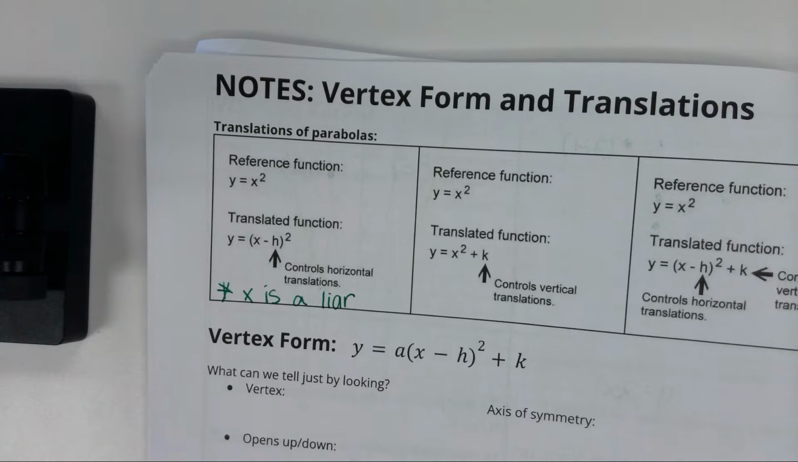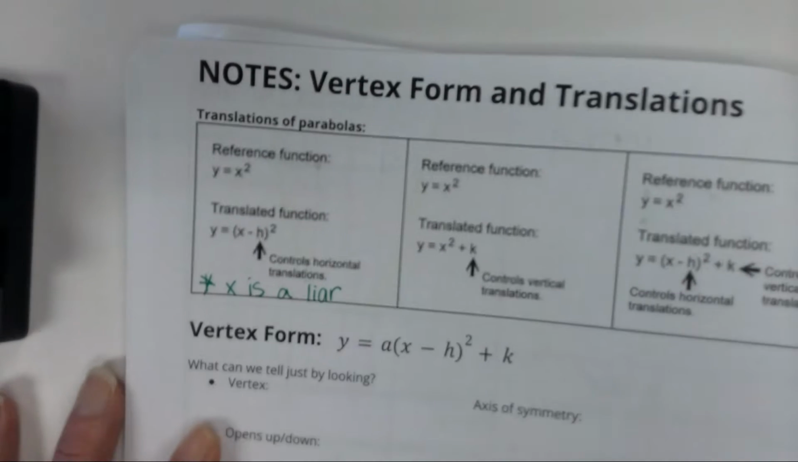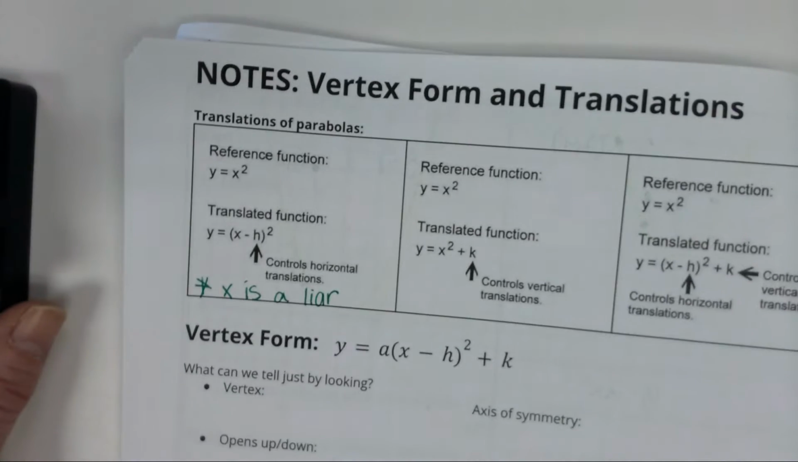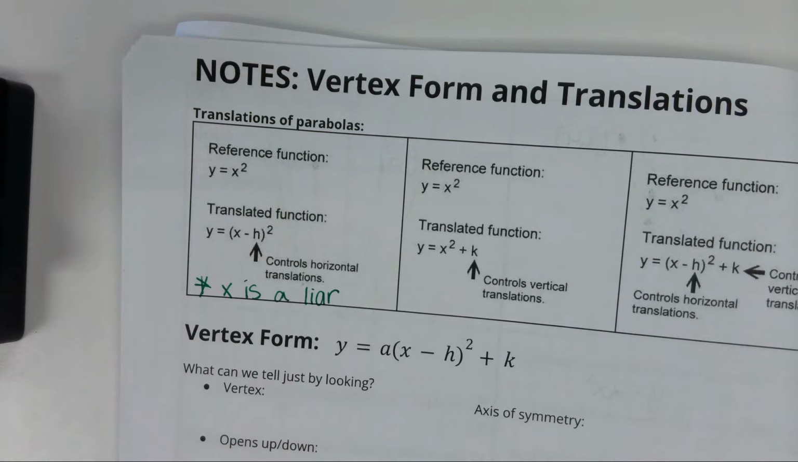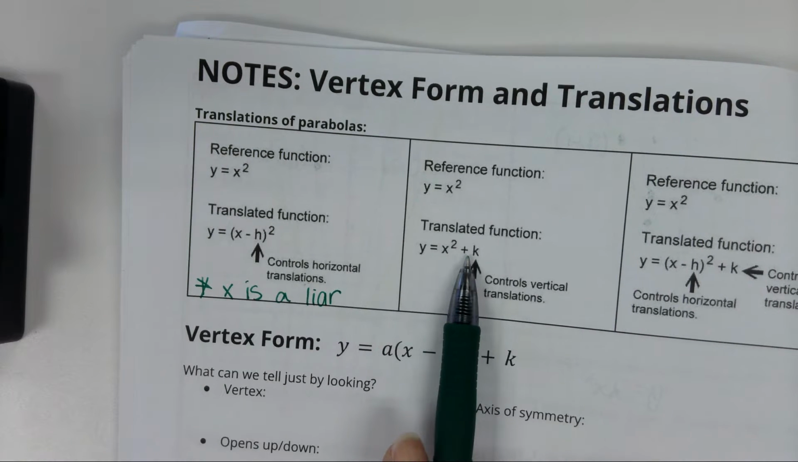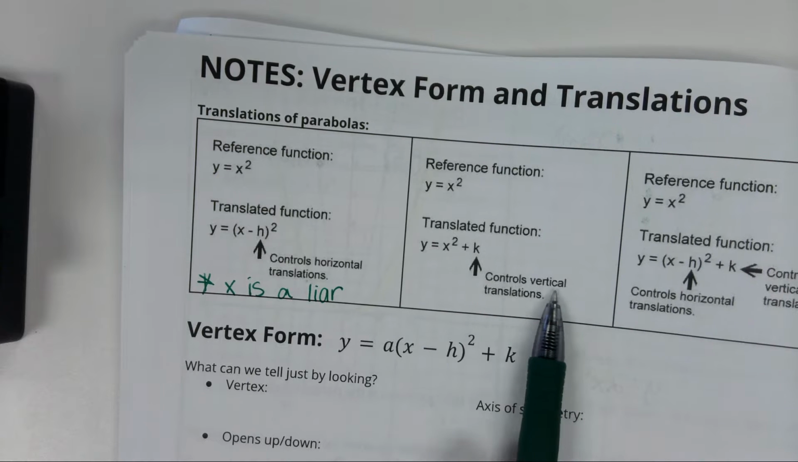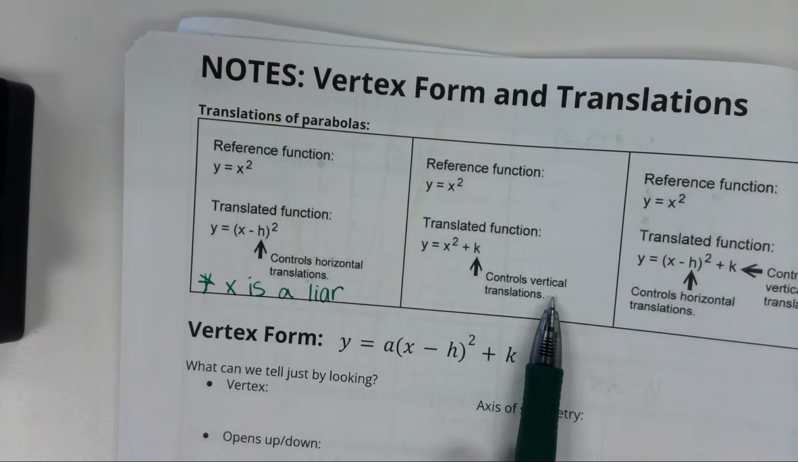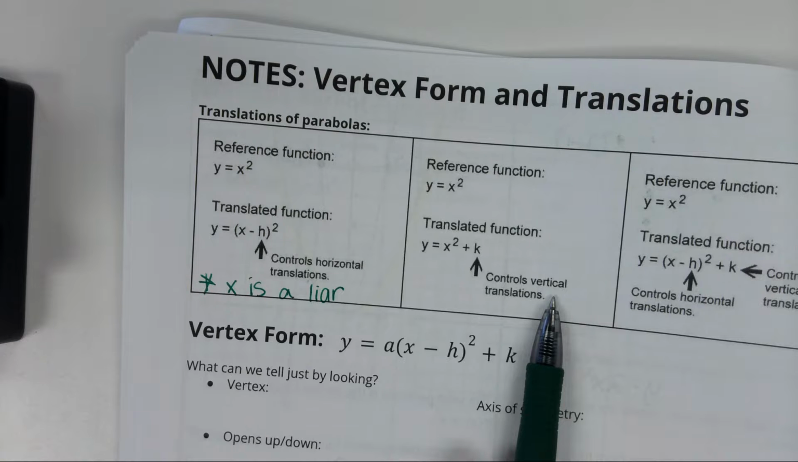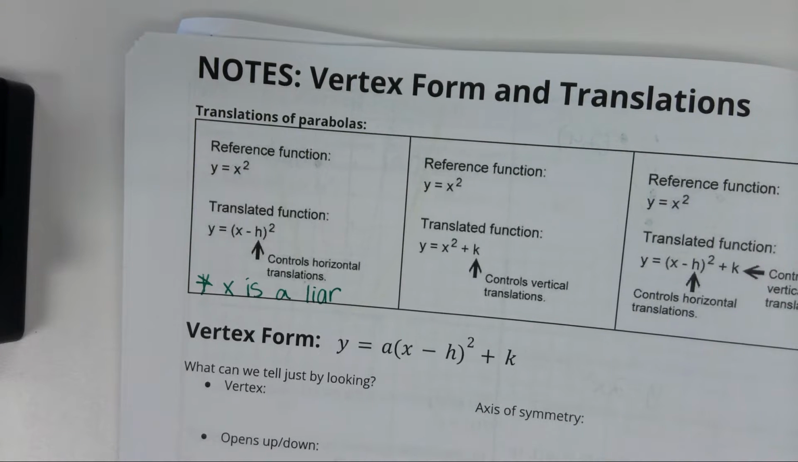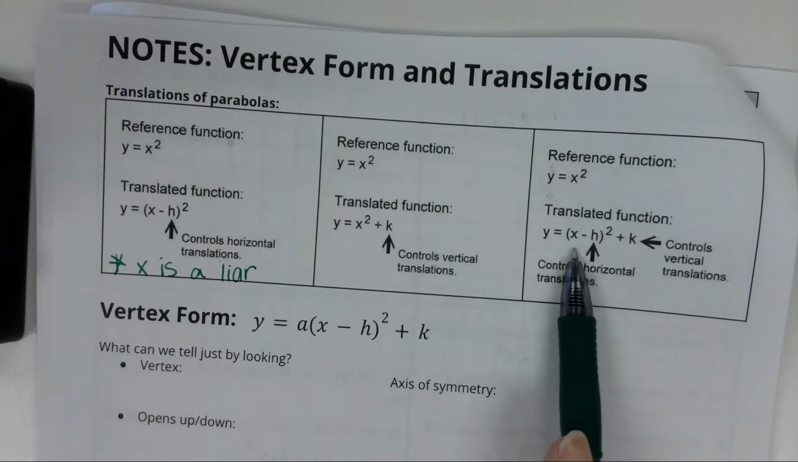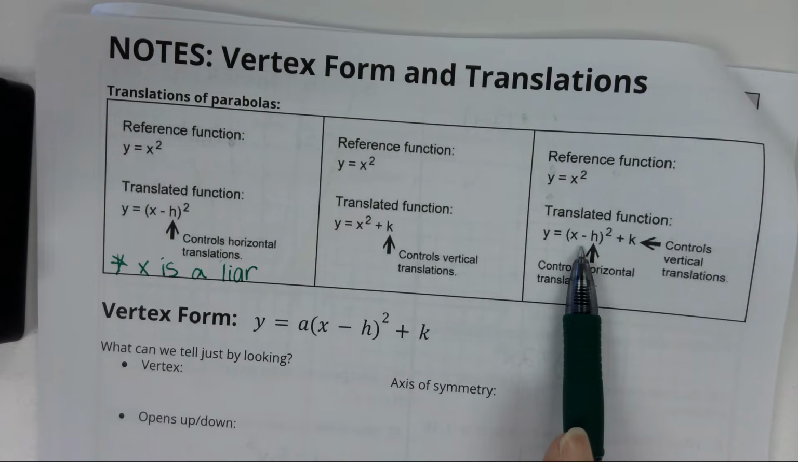X is a liar. Bad news. If you see X minus in a parentheses, that actually moves it right. And if you see X plus in a parentheses, it moves it to the left. After the parentheses, or with no parentheses, if you see something at the end that adds up or down, that's a vertical translation, and it is as it seems. Plus is up, minus is down. So putting it together, this part is right and left, X is a liar, and this part is up and down.